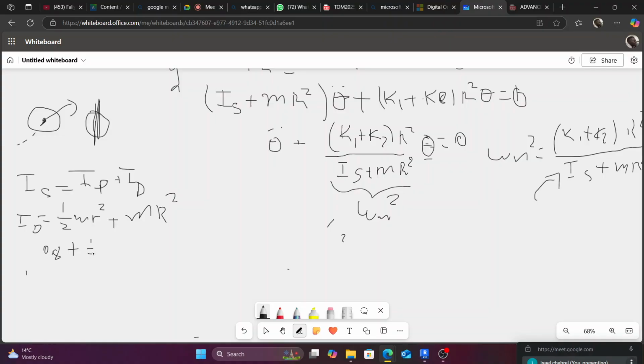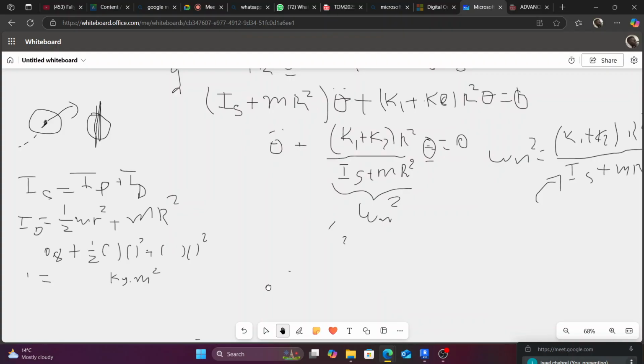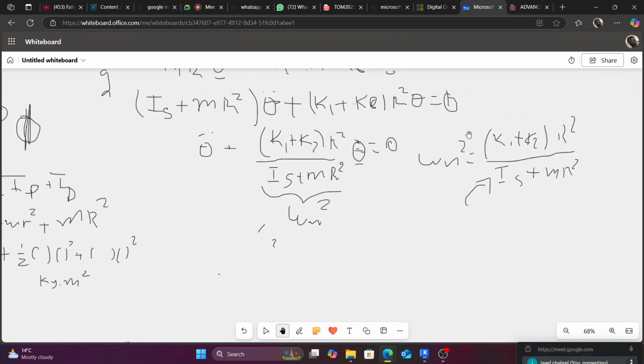Half, what is the value of the mass? What is the value of the small radius? Square. Plus that mass, what is big R? Square. That gives you the moment of inertia of the system. The unit is kg meter squared. Now, once you have IS, it means you can solve everything here.